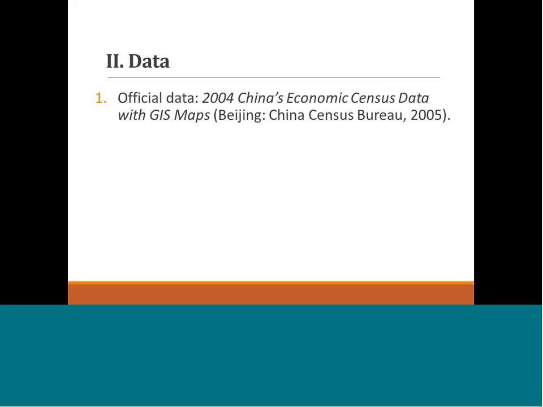Let me talk about data. Basically, we will rely on the Chinese government official data released by 2004 China's economic census data with the GIS maps in 2005, published by China Census Bureau in 2005.